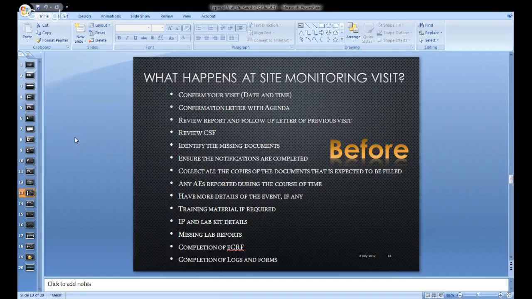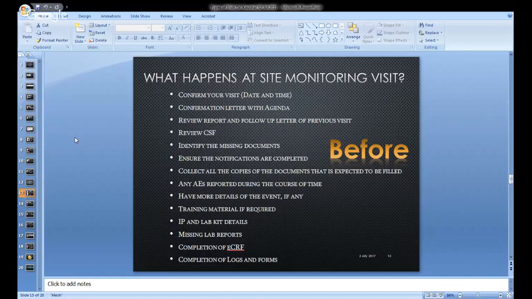Training material if required. So if there are any new team members who need to be imparted with the training, or if there are any misconducts where the team needs retraining, ensure that all the training material is being carried by you, readily available, reviewed and approved by the sponsor.